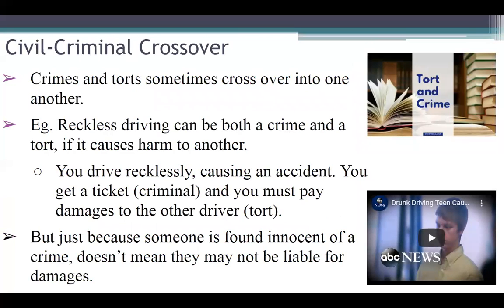And so, like I said earlier, sometimes criminal and civil cases can cross over, right? Crimes and torts sometimes get mixed into one another. So, for example, reckless driving can both be a crime and a tort if it causes harm to another, right? So you can get a ticket, you can get arrested for driving recklessly, right? And if you destroy property, let's say you tear up somebody's lawn by doing donuts in it, or you wreck somebody's fence because you drive into it because you weren't paying attention, right? You can be sued for those damages, right?